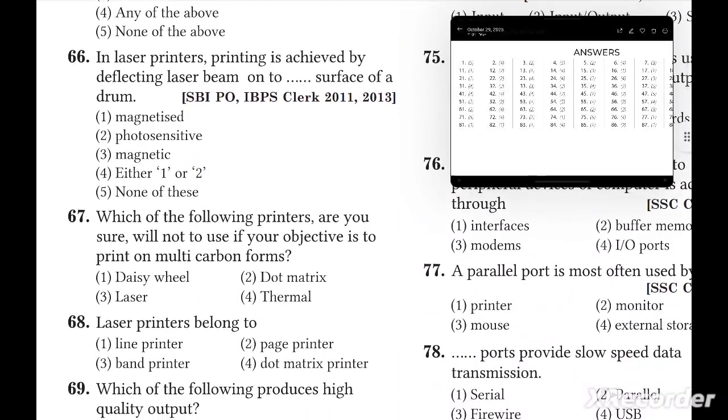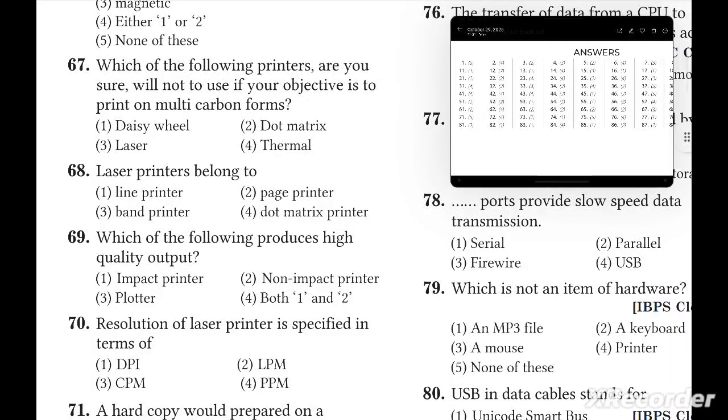Next, in laser printers, printing is achieved by deflecting laser beam onto dash surface of a drum. First magnetized, second photosensitive, third magnetic, fourth either first or second, fifth none of these. The correct answer is second photosensitive. Next question, which of the following printers will you not use if your objective is to print on multi-carbon forms? First, daisy wheels. Second, dot matrix. Third, laser. Fourth, thermal. The correct answer is third, laser.